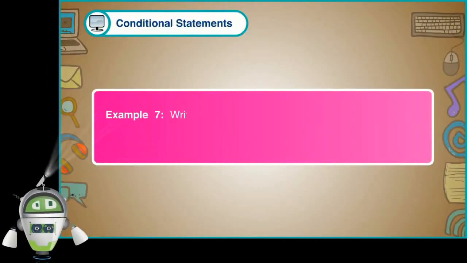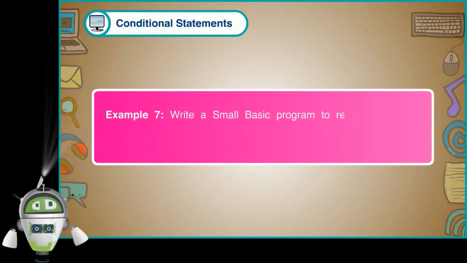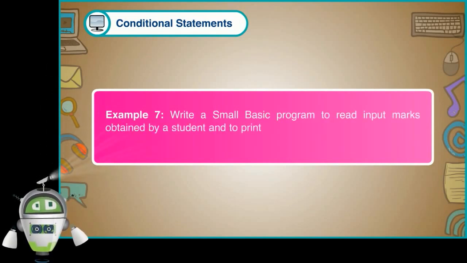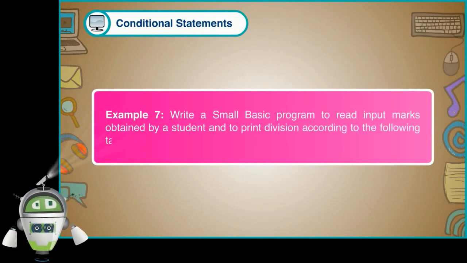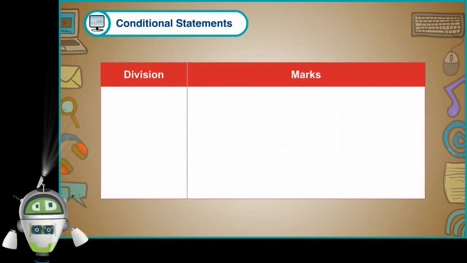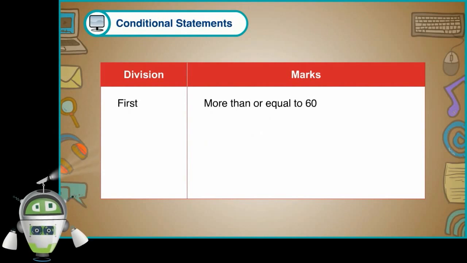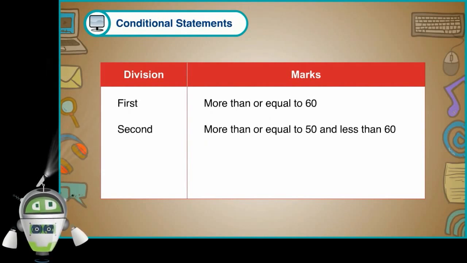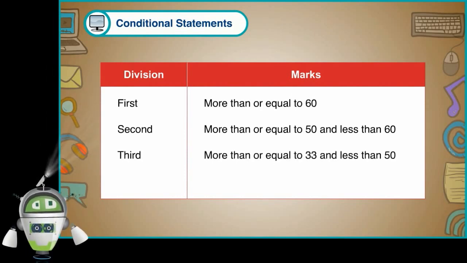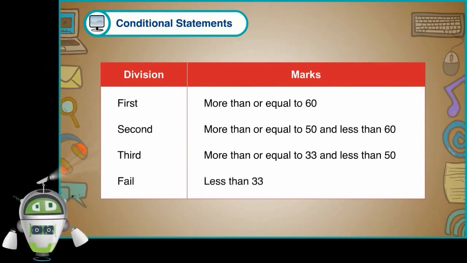Example 7. Write a small basic program to read input marks obtained by a student and to print division according to the following table. Division, marks. First, more than or equal to 60. Second division, marks more than or equal to 50 and less than 60. Third division, marks more than or equal to 33 and less than 50. Division fail, marks less than 33.